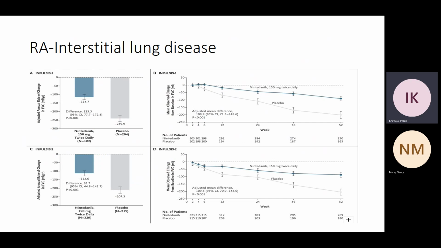This is the INPULSIS study that I showed you earlier. This side shows you the FVC that goes down in patients who take nintedanib, this one. And this one is for patients who don't take nintedanib. INPULSIS 1 and INPULSIS 2 are two studies, but basically the same result came in both studies.